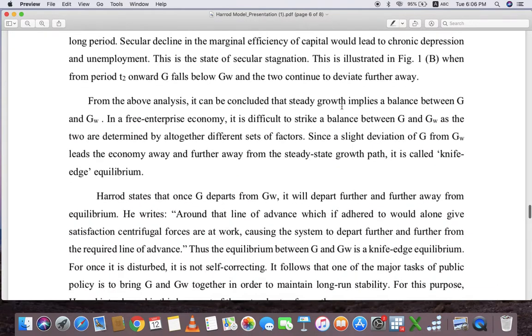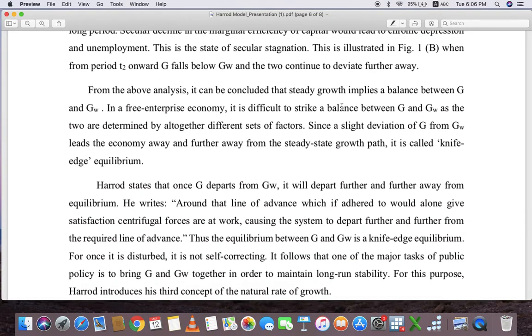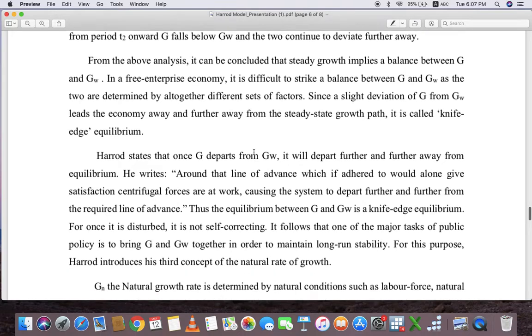So, from the above analysis, it can be concluded that steady state growth implies a balance between G and GW. In a free enterprise economy, it is difficult to strike a balance between G and GW, as these two are determined by altogether different sets of factors. So, a slight deviation of G from GW will lead the economy further and further away from the steady state path, and therefore it is called knife edge equilibrium, that is, as narrow as the edge of any knife.